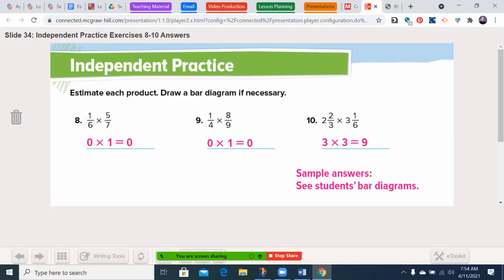All right, this one is the one that I wanted you to look at. 2/3 rounds up, so this becomes a 3. 1/6 keeps the 3 the same. 3 times 3 is 9.